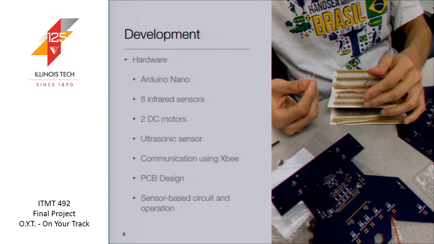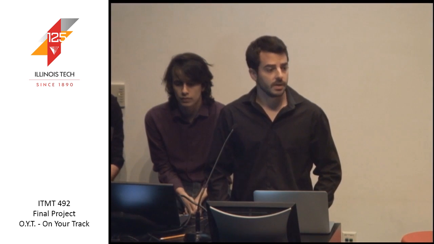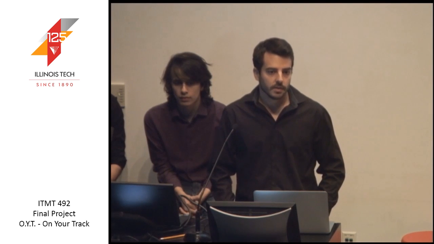As input sensors, we have 8 infrared sensors and 1 ultrasonic sensor. The infrared sensors are used to identify the path, and the ultrasonic to identify any obstacles on the path. So the Arduino uses all these input data to control 2 DC motors. These 2 DC motors make the robot move along the right path. And we also use one XBee to establish a wireless connection, so we can send and receive data through other devices or a computer, for example.